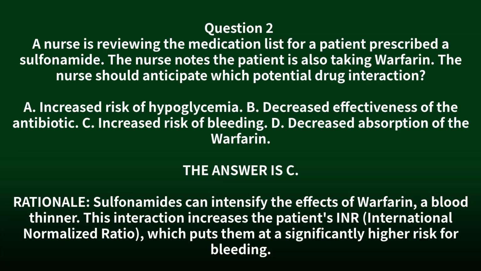Question 2. A nurse is reviewing the medication list for a patient prescribed a sulfonamide. The nurse notes the patient is also taking warfarin. The nurse should anticipate which potential drug interaction. A. Increased risk of hypoglycemia. B. Decreased effectiveness of the antibiotic. C. Increased risk of bleeding. D. Decreased absorption of the warfarin.